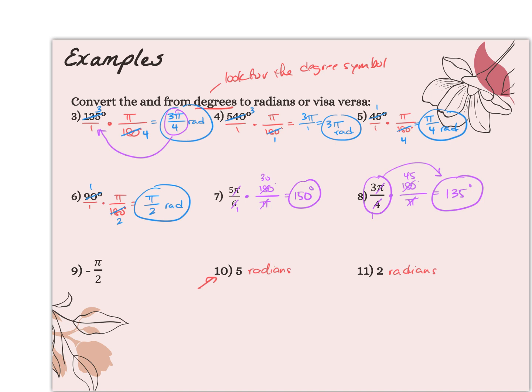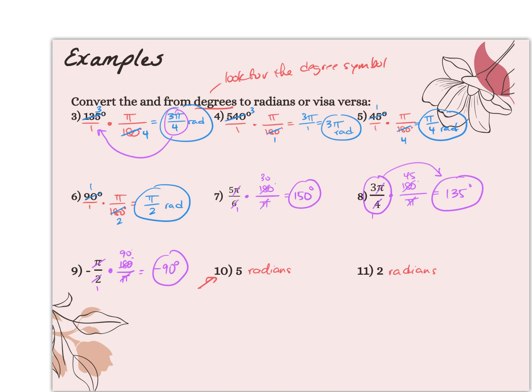You can have negatives. That's not a problem. Again, this is still in radian form, so I'm still going to multiply by pi in the bottom and 180 degrees at the top. I'm going to cancel that, 2, and this becomes 90. And I'm going to get negative 90 degrees. And that's okay. You can have a negative degree.